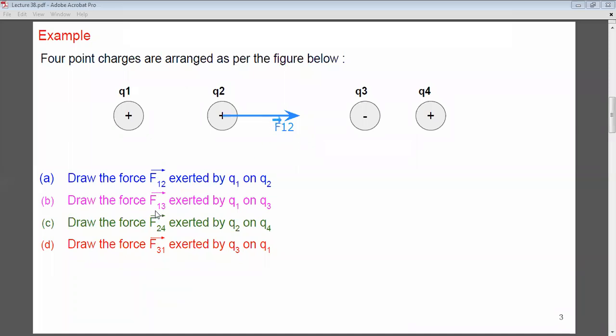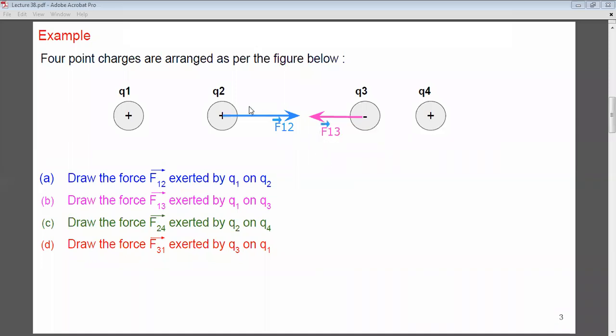Okay, draw the force F13 exerted by Q1 on Q3. So we want force F13 exerted by Q1 on Q3. Q1 is positive, Q3 is negative, so they attract each other. So Q1 on Q3 is an attractive force, okay? It's an attractive force. This is F13. Again, we put the sign for that.